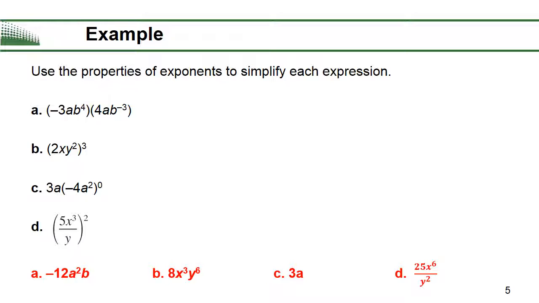In problem C, that -4a squared is in parentheses with a 0 power on it. So that whole thing becomes 1, and your answer is simply 3a. And then in D, here's another example of giving the power on the outside of the parentheses to everything inside. So 5 squared, x to the 3rd squared, and y squared. That gives us 25, x to the 6th over y squared.